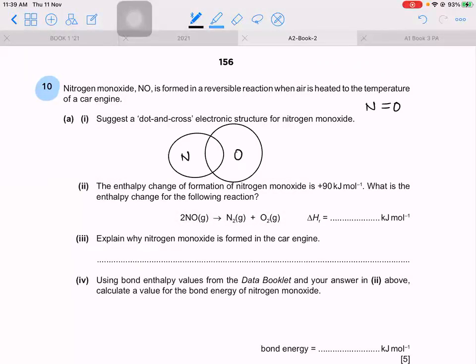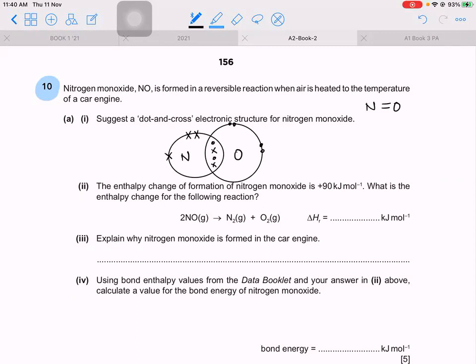Between nitrogen and oxygen, there's a double bond. So 1, 2, 3, and 4 electrons being shared. Oxygen has 6 outer electrons, 2 are being shared. So this is 3, 4, 5, and 6 would be a lone pair. Nitrogen has 5 outer electrons. So 2 are right here. This is 3, 4, and 5.